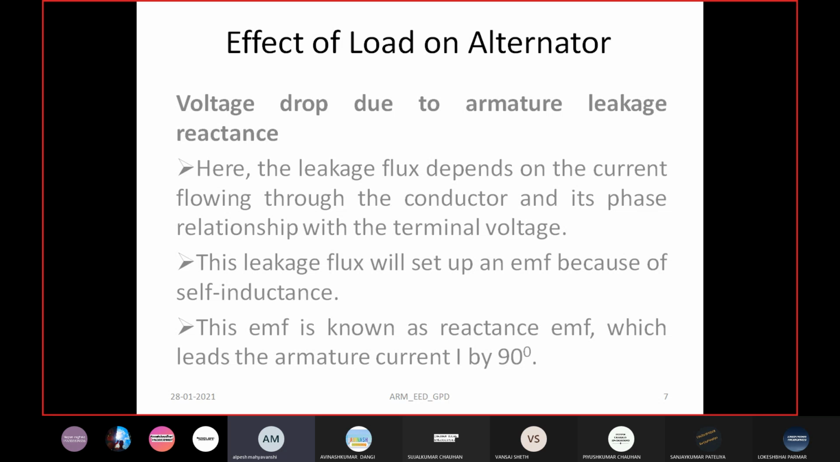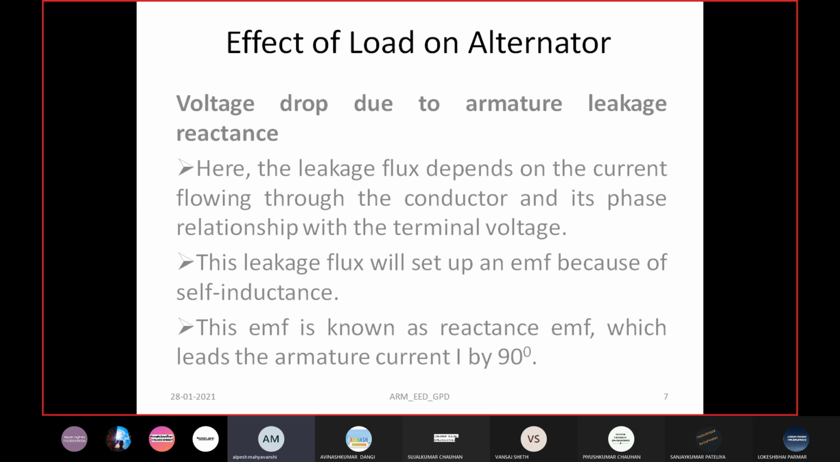Now, whatever EMF is generated, this EMF is known as the reactance EMF. Why is it known as the reactance EMF? Because it is generated by the leakage reactance. Whatever EMF is generated by the leakage reactance is known as the reactance EMF, and this reactance EMF leads the armature current I by 90 degrees.